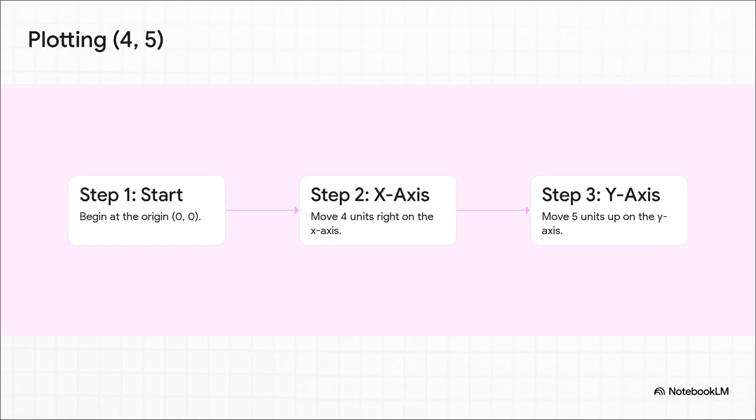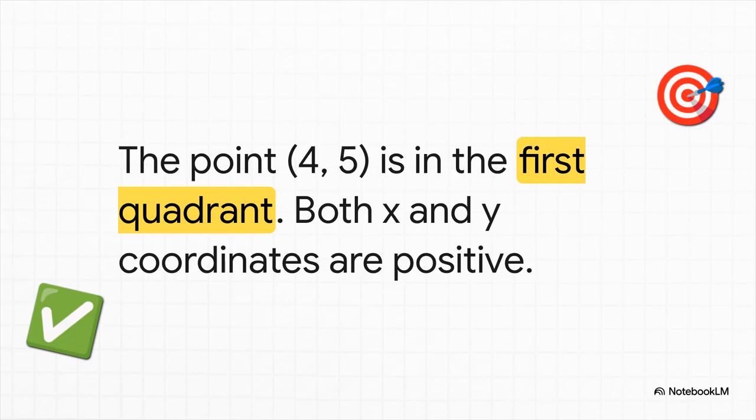Okay, let's find the point (4, 5). The process is always the same. It's like a recipe. Step 1, you always start at the origin, (0, 0). Step 2, you look at your x-coordinate, which is a positive 4, so we run 4 units to the right. Step 3, from there, we look at the y-coordinate, a positive 5, so we climb 5 units straight up. And boom! There it is, right in Quadrant 1, exactly where the two positive signs told us it would be. See, the system just works.